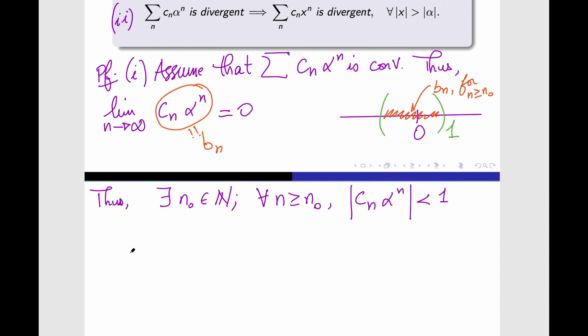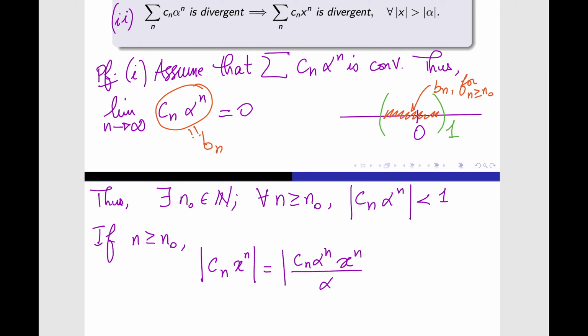So now if we take an n greater than or equal to this n naught that we just found here, what can we say about Cn x^n? Well, I can rewrite this by multiplying and dividing by alpha^n: Cn alpha^n times x^n divided by alpha^n. Okay, so how about we write it this way?